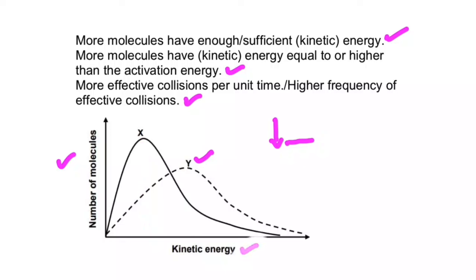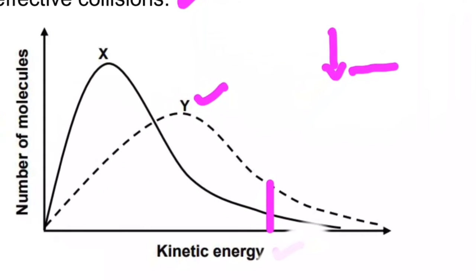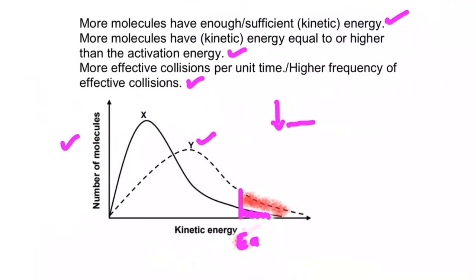Let me just erase that. Let's say the activation energy was somewhere here. You can see that in X, the area under the graph is much smaller than the area under the graph of Y, right? So clearly, we're going to have more particles that have energy equal to or greater than the activation energy, right? The area under the graph, as far as the activation energy is concerned, will be much greater when the temperature is increased compared to before it is increased.